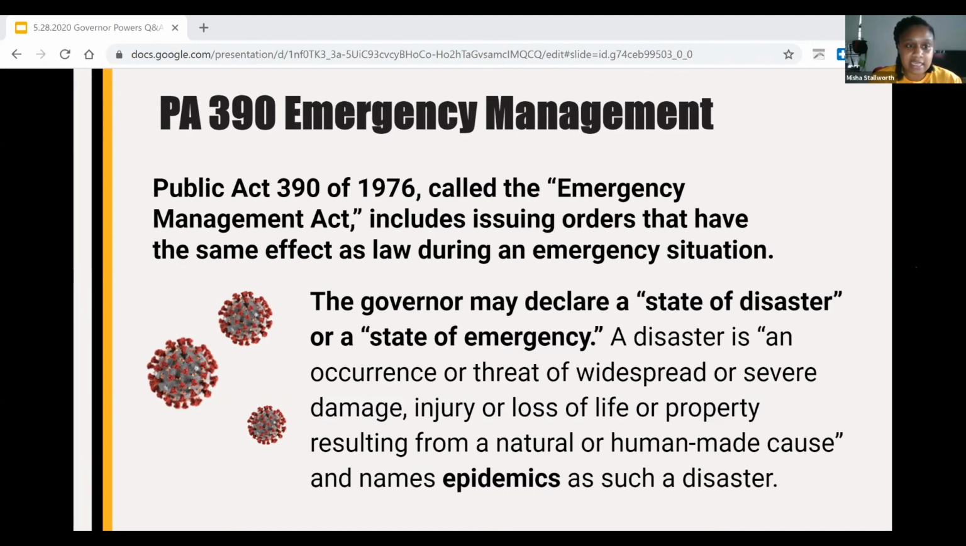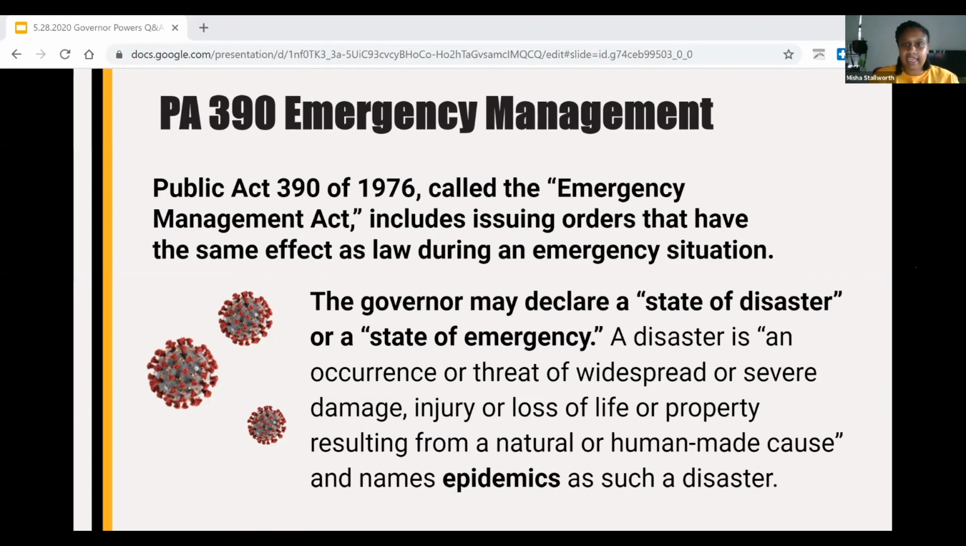So Public Act 390 of 1976, the Emergency Management Act, includes issuing orders that have the same effect as law during an emergency situation. So if there is an emergency, there's now the opportunity to issue orders that have the same effect as law. The governor may declare a state of disaster or a state of emergency, in quotes, because these are legal terms. A disaster is an occurrence or threat of widespread or severe damage, injury, or loss of life or property resulting from a natural or human-made cause. Epidemics are named as such a disaster in this law.